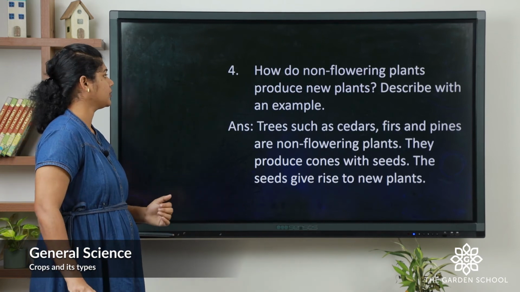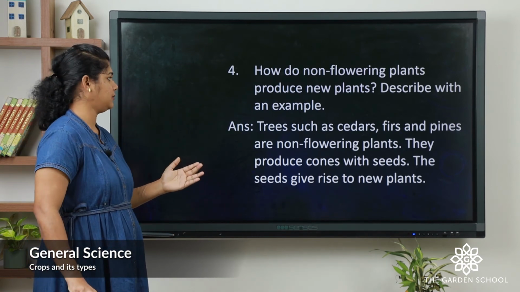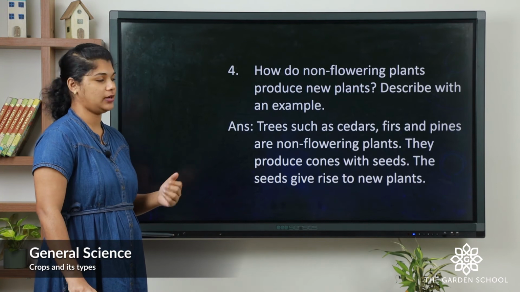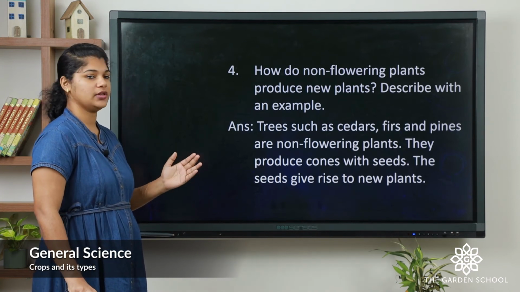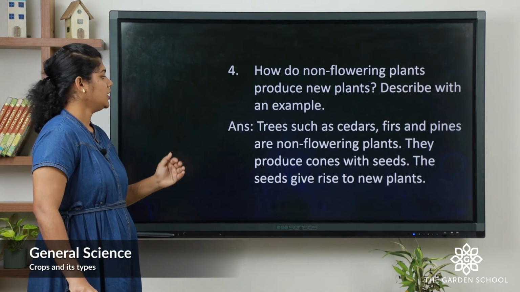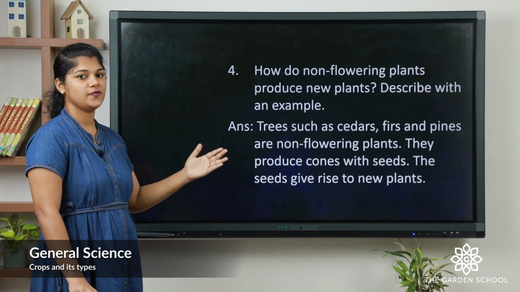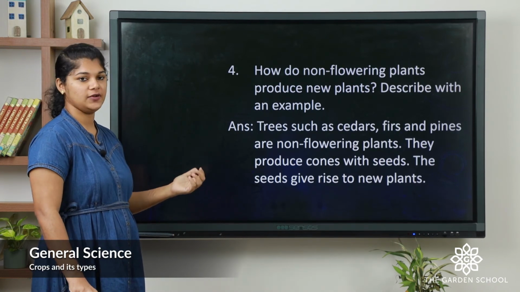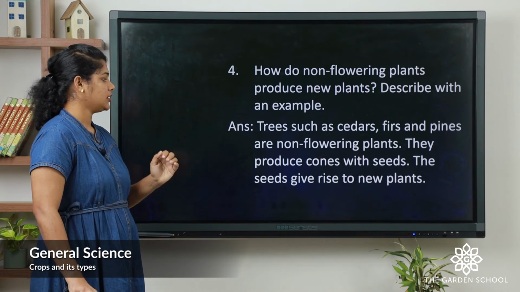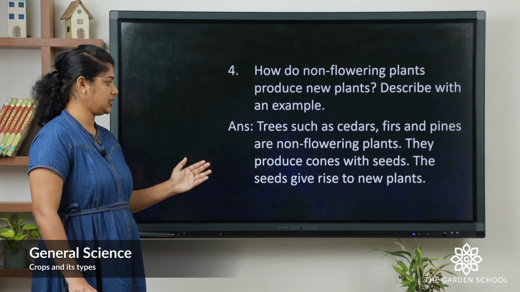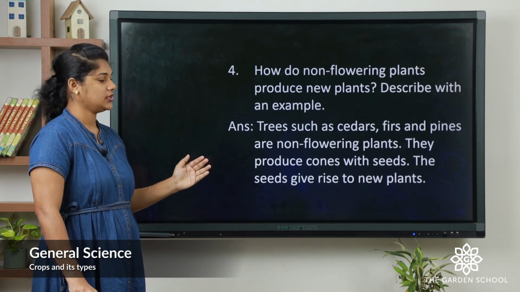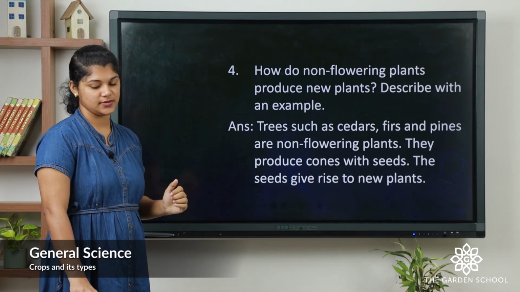Fourth question, how do non-flowering plants produce new plants? Describe it with an example. Trees such as cedars, firs and pines are non-flowering plants. They produce cones with seeds. The seeds give rise to new plants.